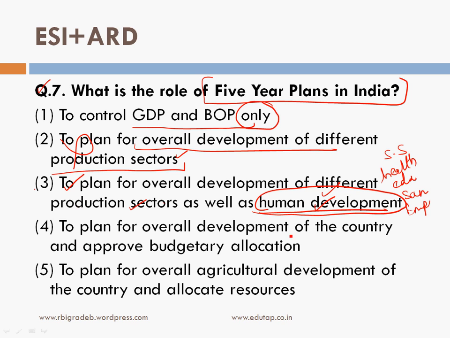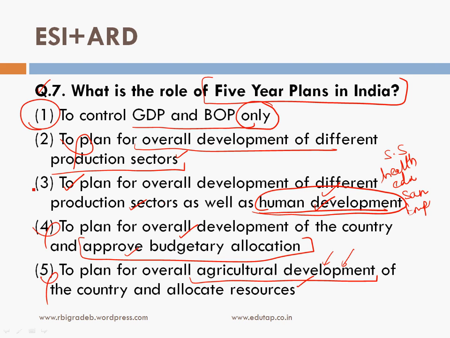To plan for overall development of the country and approve budgetary allocation. So the first part of the statement is true, that the role of 5-year plans is to carry out overall development of the country, but its role is not to approve budgetary allocation. So this option is wrong. To plan for overall agricultural development of the country and allocate resources. So this option is a micro option. It is restricting the role of the 5-year plans to just agriculture. That is not the case. So this is again a wrong option. Right, wrong. So we are left between 1 and 3.